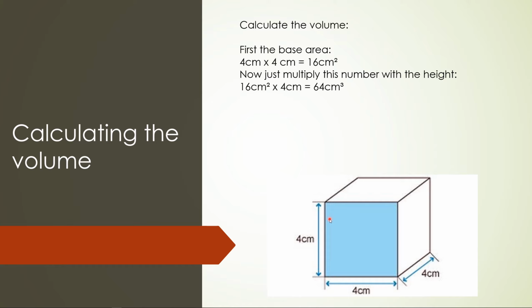Let's take an example that's a bit harder. Oh yeah, you can also do it in one step. 4 times 4 times 4. You don't have to calculate the base area first. It's just if you understand it better that way, do it like that. If you like this one better, do it this way.